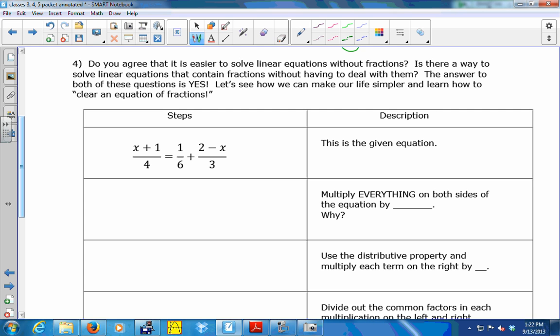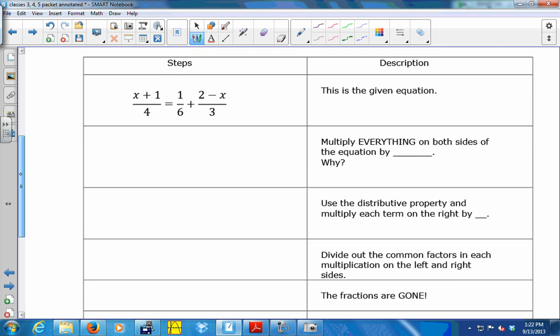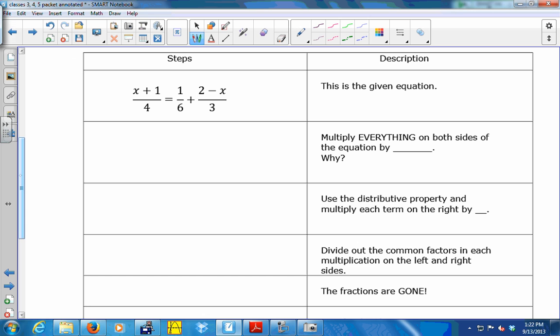Is there a way to solve linear equations that contain fractions without having to deal with them? Yeah, it's very exciting. We can take anything that has fractions in it and we can get rid of them. Any equation with fractions and you can get rid of them. So it makes our life a little bit simpler to be able to clear an equation of fractions. So here's our original given equation. We're going to multiply everything on both sides of the equation by what?